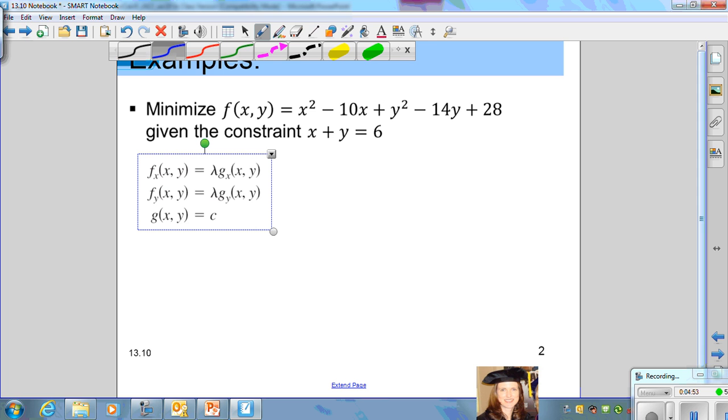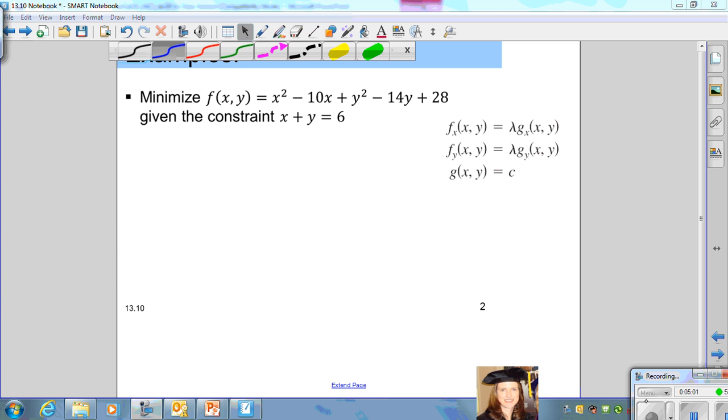Okay, for this example, again, we want to minimize with the given constraint. Let's minimize f of x, y equals x squared minus 10x plus y squared minus 14y plus 28, given the constraint that x plus y equals 6. You can set up your system of equations. You can find three equations with the three variables x, y, and lambda.